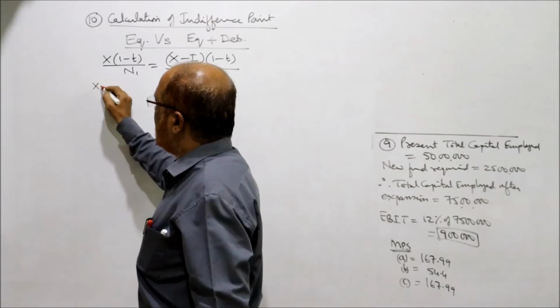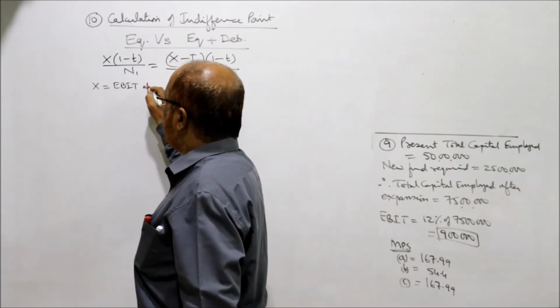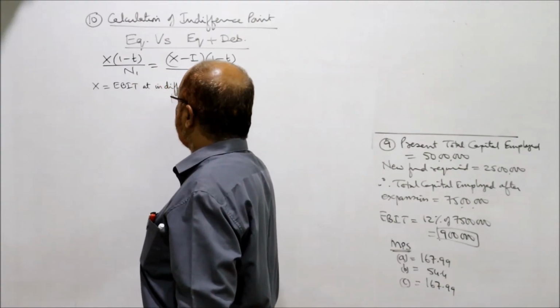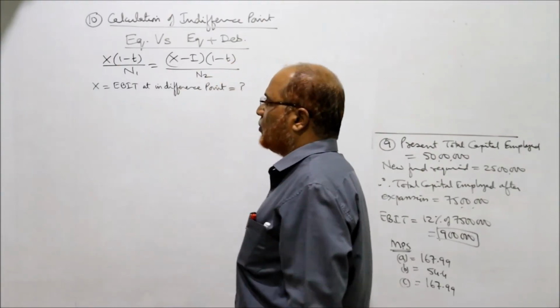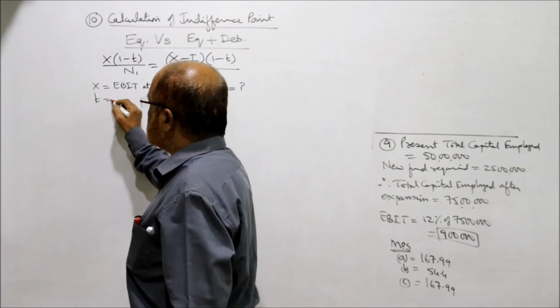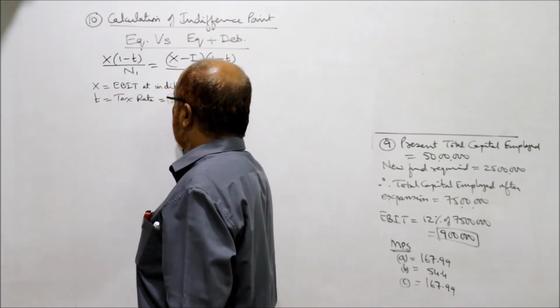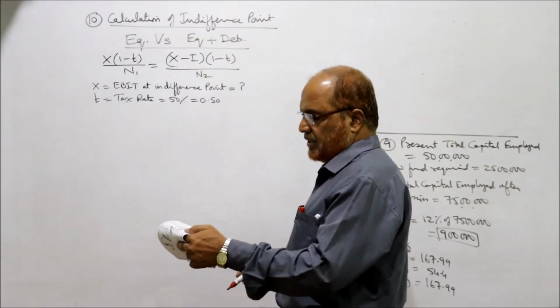First one, X. X is equal to EBIT at the indifference point. This is not given. We have to find out this one. Unknown variable X है. उसके बाद लिखेंगे t. T stands for tax rate and the tax rate is given in the problem as 50%. We can write 0.5.